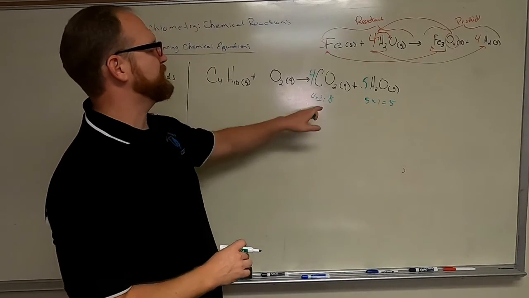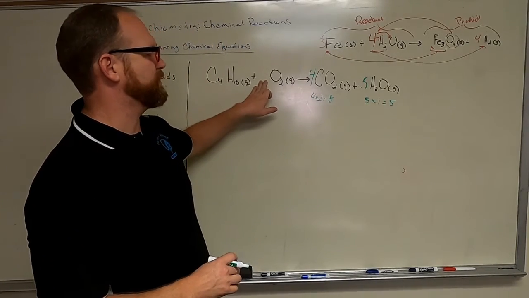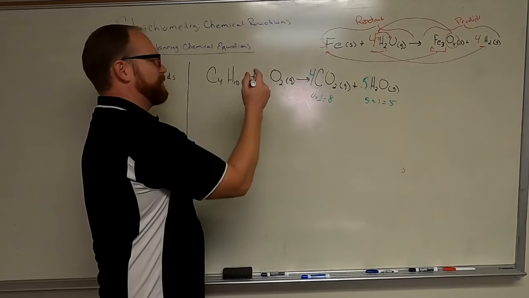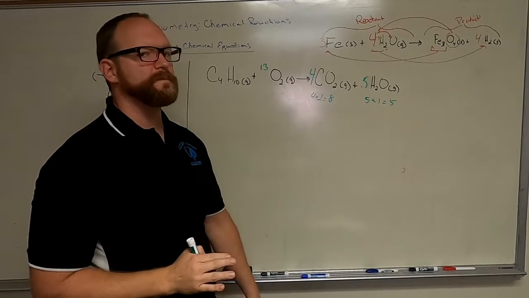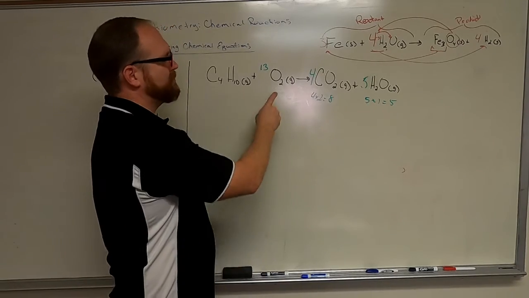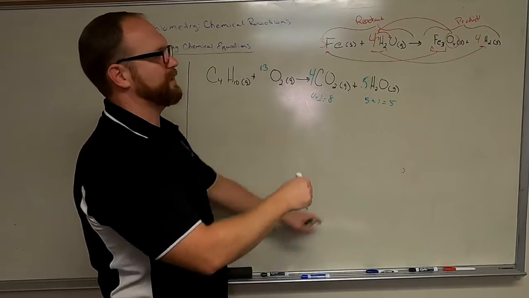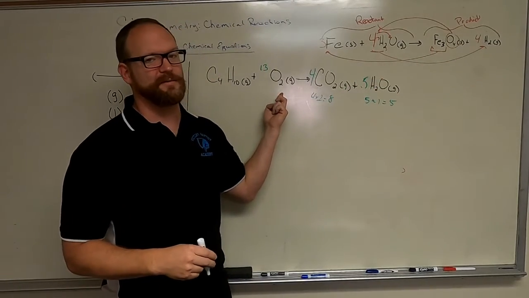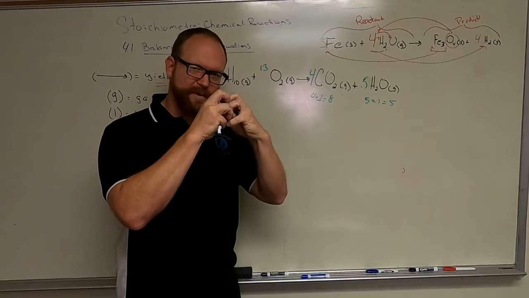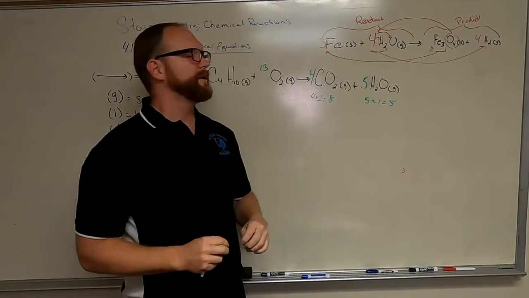Okay, so I need 13 over here. I'm going to write this down so you see. What I need is 13 over here. Now there's a problem. My problem is it's O2. Now we talked about hydrogen being a diatomic element. Oxygen is also a diatomic element. It always comes grouped or paired with another oxygen, an O2.